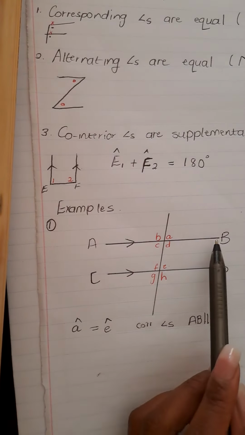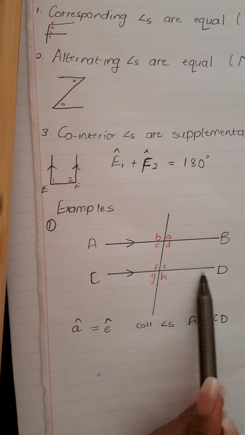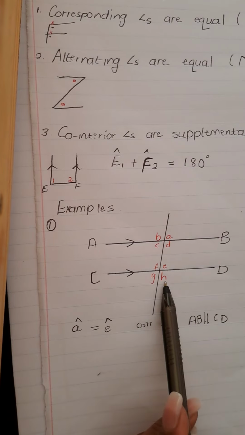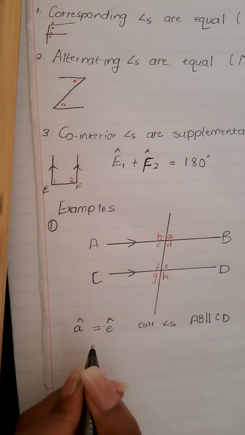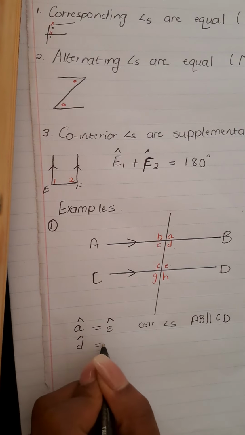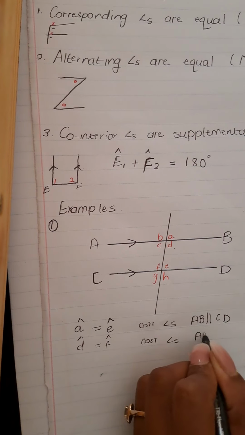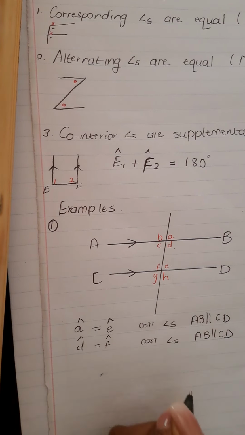Okay, we can also check another corresponding angle. We are having an F again, an angle below the line, another angle below the line, meaning angle D is equal to angle F. Again, it is corresponding angles because AB is parallel to CD.